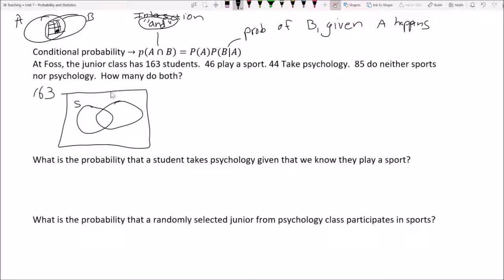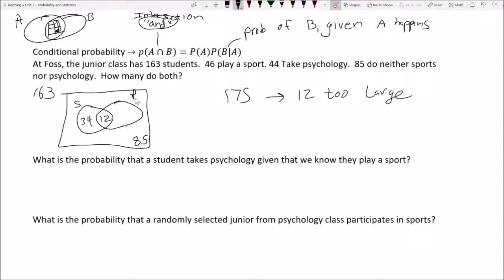44 take psychology, 85 do neither sports nor psychology. So let's add these three numbers up. So 46 plus 44 plus 85, we are at 175. Notice that is 12 too large, which means 12 students have been counted twice. So when I go to fill in the sports bubble, I'm not going to put 46. I'm going to put 12 less than 46. I'm going to put 34.